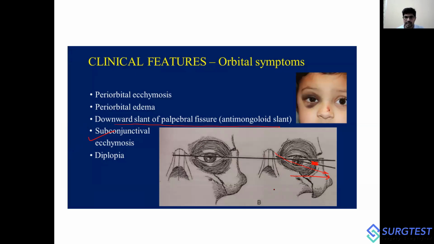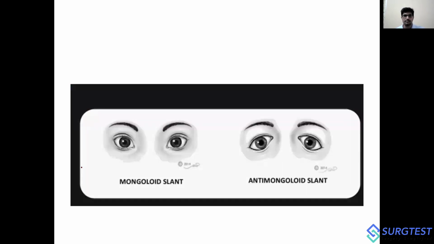And also the patient can have enophthalmos because there will be an increase in the volume of the orbital cavity. So the eyeball appears to be sunken. We call it enophthalmos in case of laterally displaced fracture of the zygoma. Also the patient can have exophthalmos if the fracture is displaced medially. Apart from that, the patient can also have diplopia. This is anti-mongoloid slant, downward slanting of the lateral palpebral fissure.